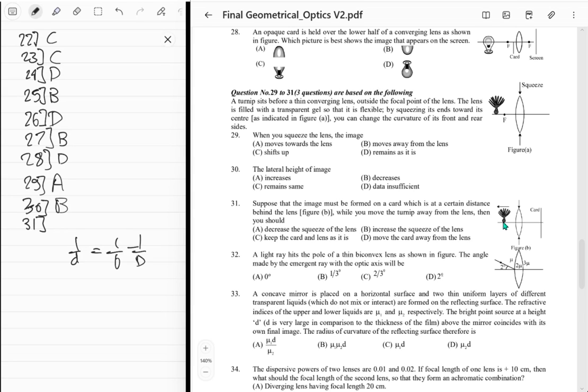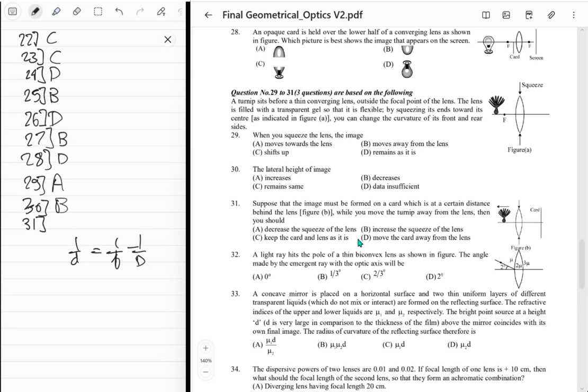Now, clearly, D is supposed to be positive, right? Because that's how we define it. So as your d increases, this complete thing should decrease. So 1 upon f should also decrease, right? So for that to happen, f should increase. In other words, your curvature should decrease. So you should release it little by little. Decrease the squeeze of the lens.